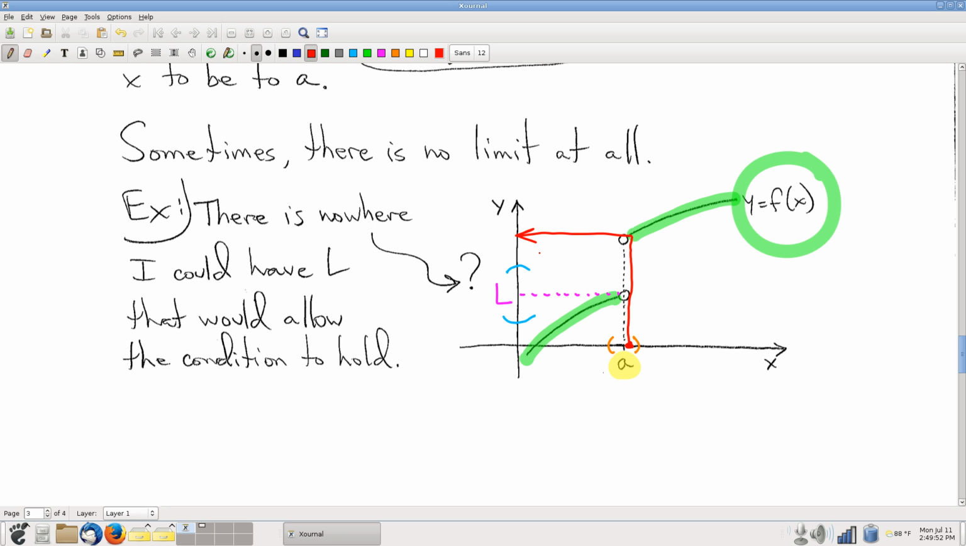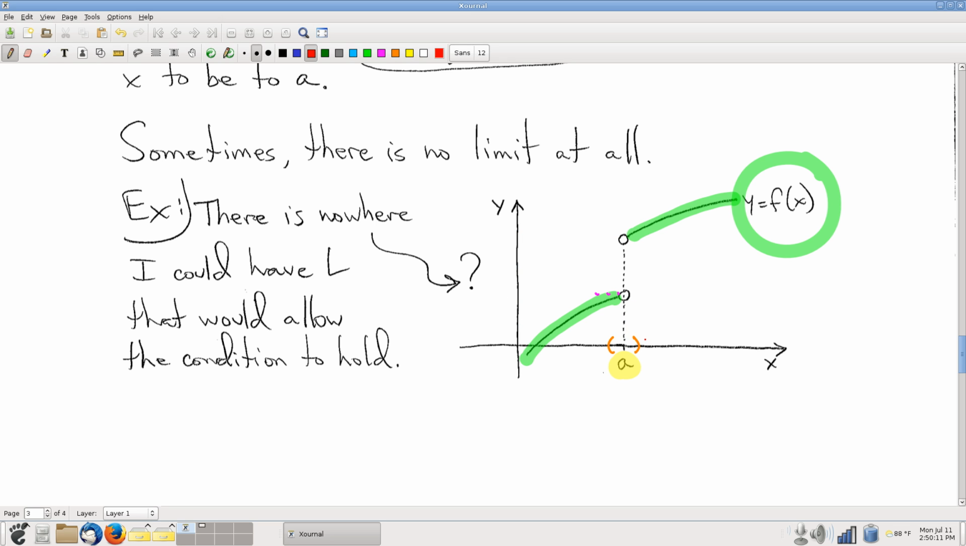So I cannot ensure f of x is within that chosen distance from L simply by requiring x to be no more than that distance away from a. So this is not the limit. Okay, well then maybe we picked the wrong value. Let's consider a different value.